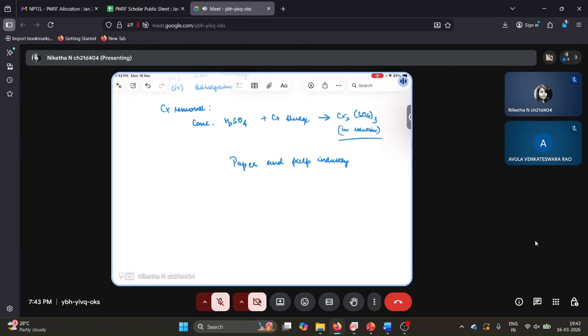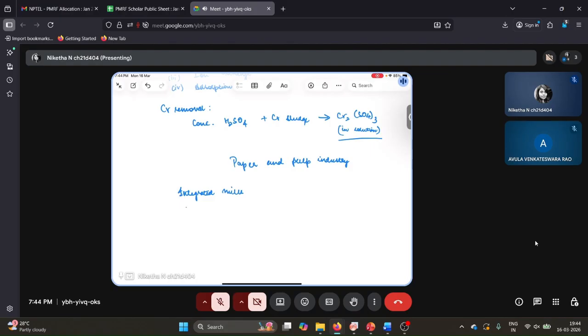In the paper and pulp industry, the raw material is wood pulp, and we process the wood pulp, and the final product is paper. Depending on the process, the industry can be divided into two categories. The first one is integrated mills, and the second one is separated mills.